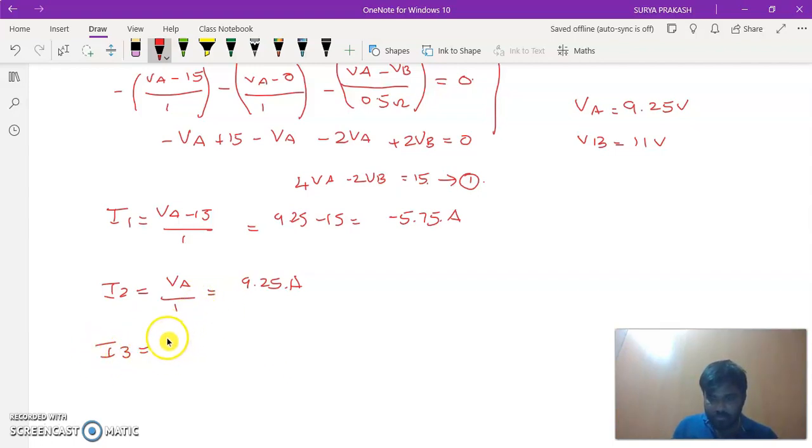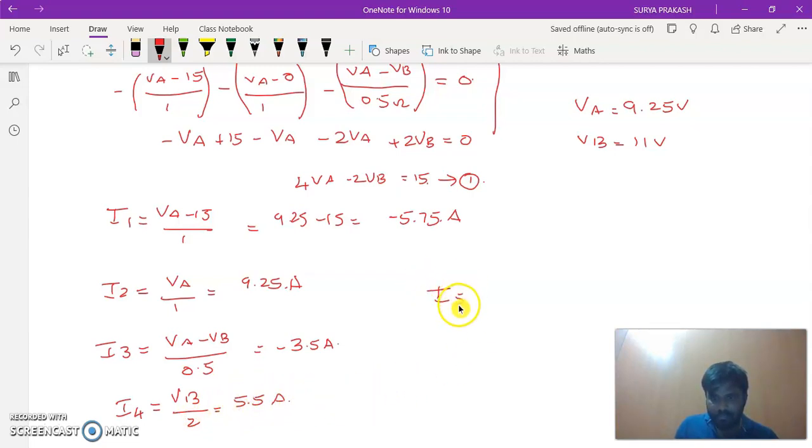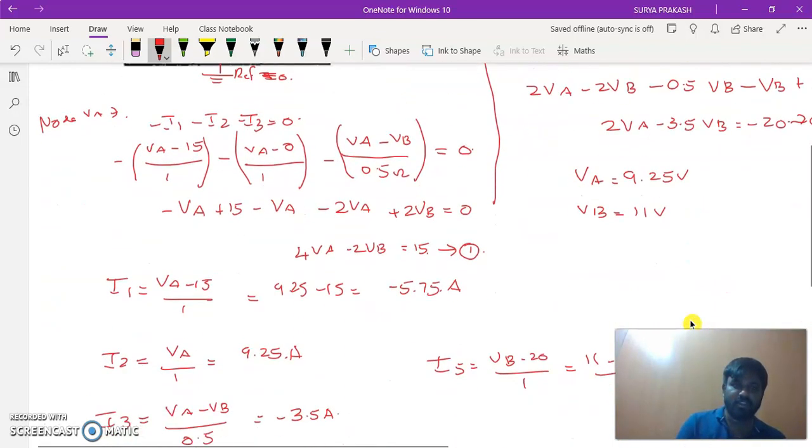I3 is equal to VA minus VB divided by 0.5, which is nothing but 0.35 ampere. The next one is I4. I4 will be VB divided by 2, which is nothing but 5.5 ampere. The last one, I5, will be VB minus 20 divided by 1, which is 11 minus 20 divided by 1, equal to minus 9 ampere. So these are the currents I1, I2, I3, I4 and I5.